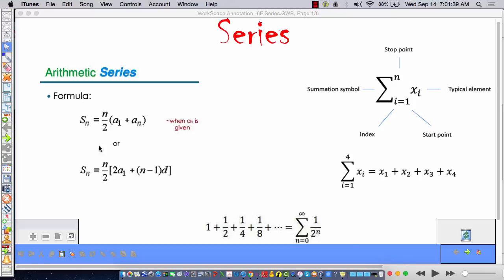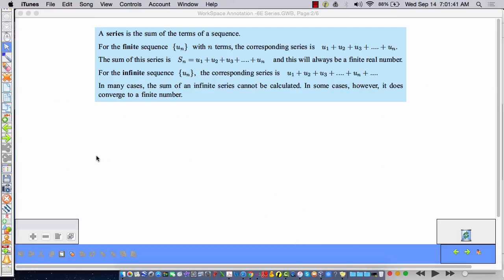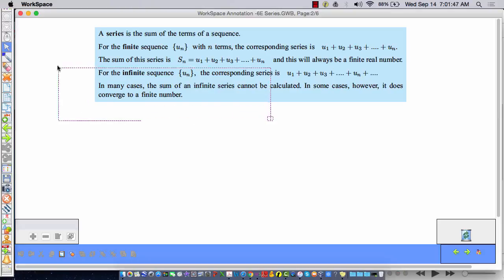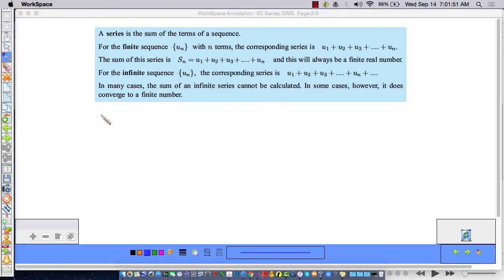Okay, so what is a series? It's very simple. A series is the sum of the terms of a sequence. So if I had the arithmetic sequence 1, 3, 5, 7, then the series would be 1 plus 3 plus 5 plus 7. That's all a series is.